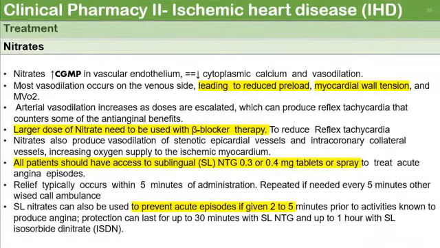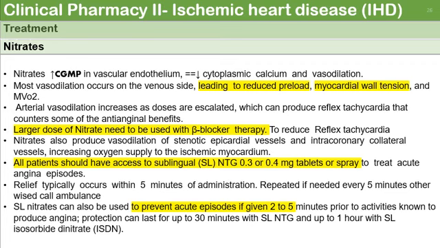Nitrate rapidly converts to nitric oxide, which increases cyclic GMP in the vascular endothelium, reduces cytoplasmic calcium, and causes vasodilation. Most vasodilation occurs on the venous side. Arterial vasodilation is produced with a larger dose. Okay.